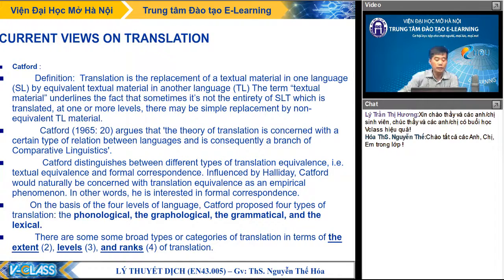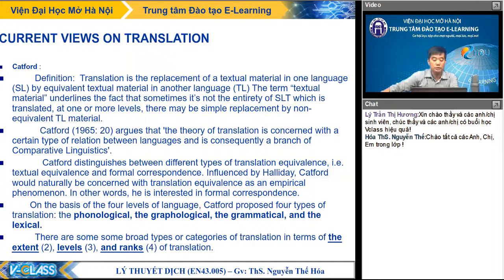And now the second one, that is Catford. Catford defined translation. Here, translation is the replacement of textual material in one language by the equivalent textual material in another language.